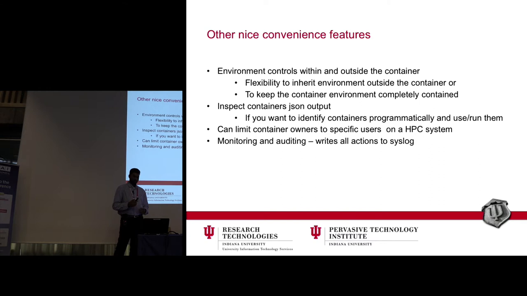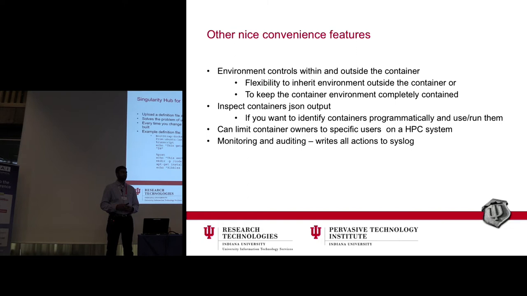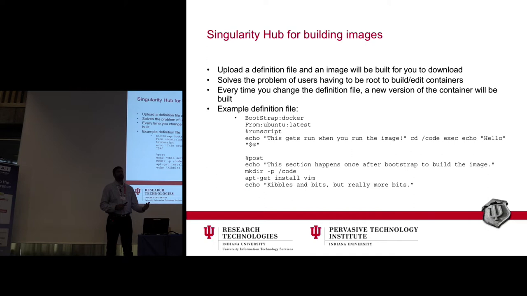So there is something called Singularity Hub. I think it's modeled on Docker Hub. If you create an account on Singularity Hub and link your GitHub account to this website, and then make one of your GitHub repositories a Singularity repository, every time you commit a change to that repository, and the change has to be a Singularity build file, then that build file is executed on Singularity Hub, and it builds an image for you. And then you can just download that image to wherever you're going to execute it.